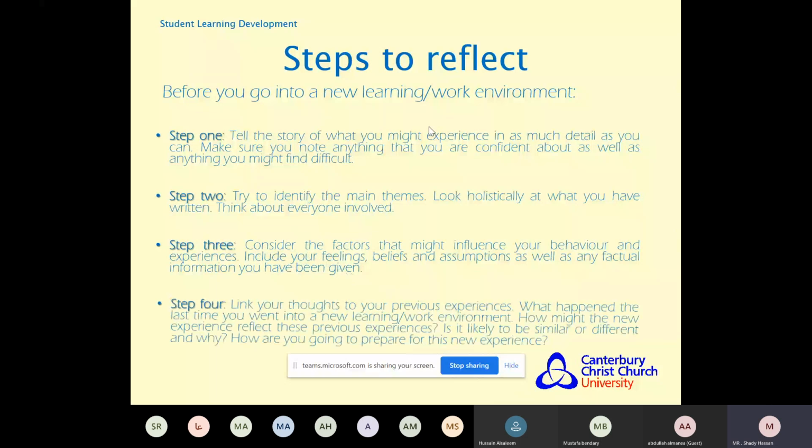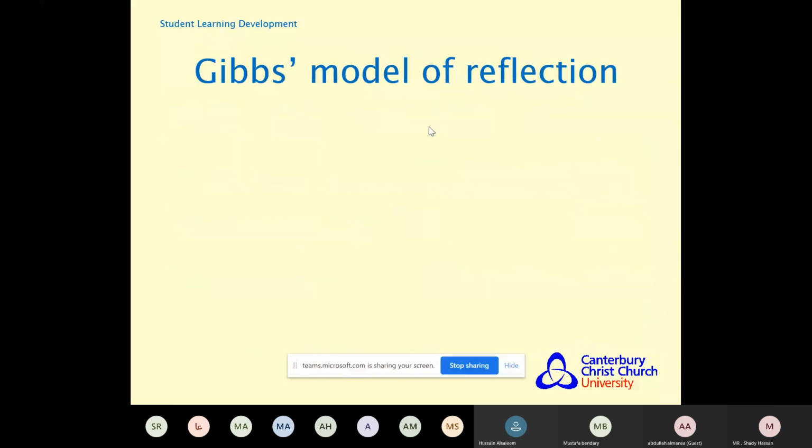And step number four, link your thoughts to your previous experience. What happened the last time you went into a new learning or work environment? How might the new experience reflect these previous experiences? Is it likely to be similar or different? Anyway, how are you going to prepare for this experience?